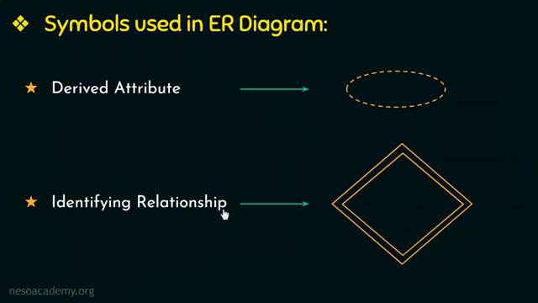A relationship between a weak entity type and the owner entity type or the strong entity type is called the identifying relationship, and it is represented by a double diamond. And the relationship between the regular entity types or the strong entity types are represented by just a single diamond.